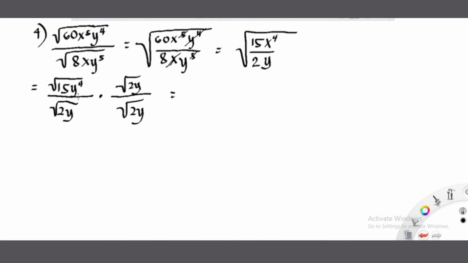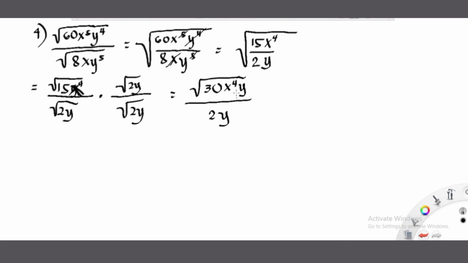Alright? So, unahin natin yung nasa taas, product rule. So, that's equal to the square root of 15 times 2. That will give us 30. And then, this is x to the 4th. X to the 4th times y. So, that's x to the 4th y. Copy it lang. All over, so as I said a while ago, if this is the case, you will just copy the radicand, which is 2y.